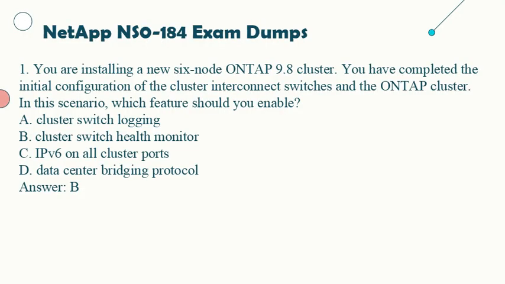1. You are installing a new 6-node ONTAP 9.8 cluster. You have completed the initial configuration of the cluster interconnect switches and the ONTAP cluster. In this scenario, which feature should you enable? A. Cluster switch logging. B. Cluster switch health monitor. C. IPv6 on all cluster ports. D. Data center bridging protocol. Answer: B.